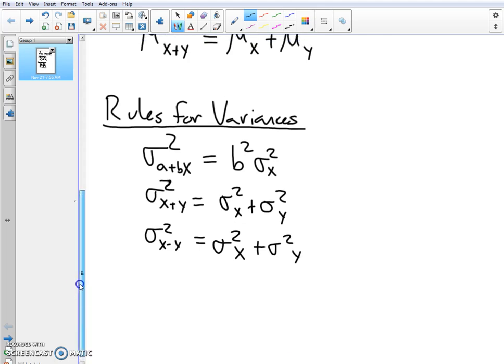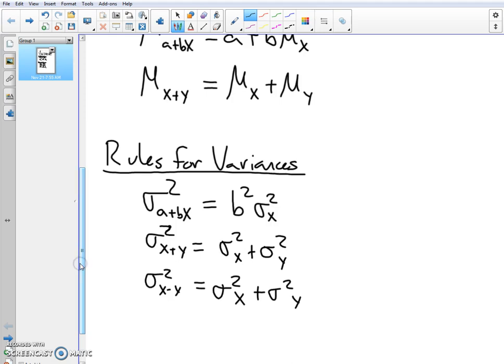When we were looking at a mean, we didn't have a formula for subtraction. If we were subtracting, the mean would just be subtracting. It works the same way. For variances, though, that's not the case. It's always adding. Something else to add here. This only applies if x and y are independent.